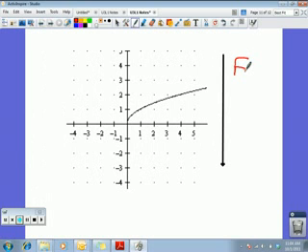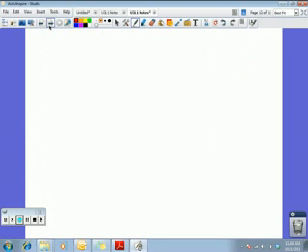The vertical line test is the one you're going to forget. So you need to pay special attention to it. All right, you're ready to work the worksheet.